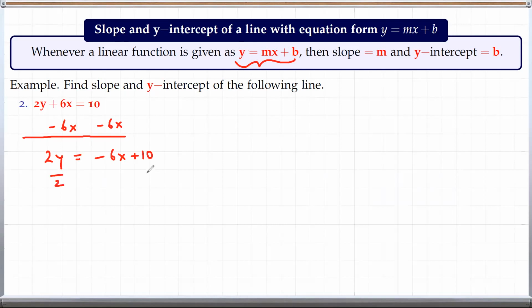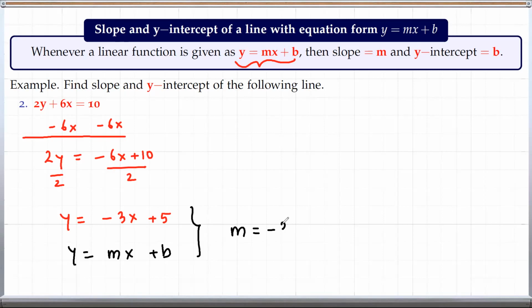So we can divide both sides by 2. So we get y equals negative 3x when you divide negative 6x by 2. And when you divide 10 by 2, you get 5. Now this is in the form y equals mx plus b. So we can compare this with y equals mx plus b and get the value of m, which we will call slope, and b, which is y-intercept. So m equals negative 3 and b equals 5.